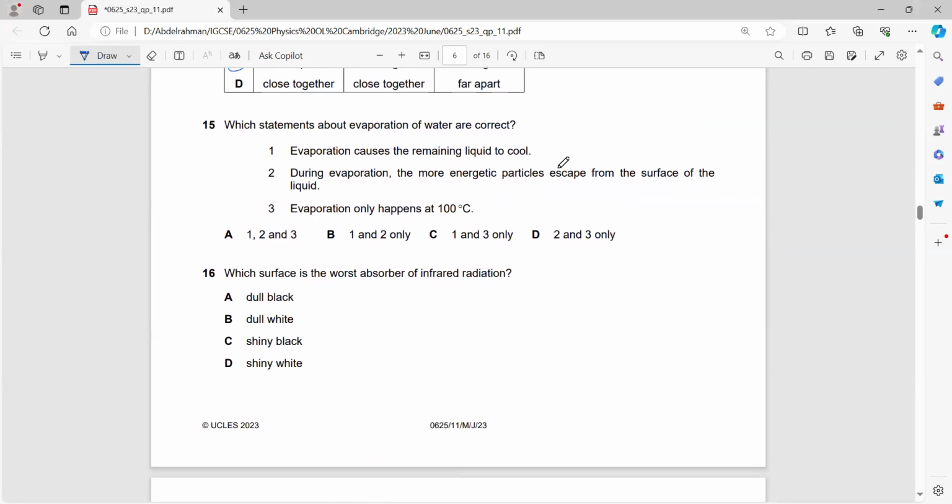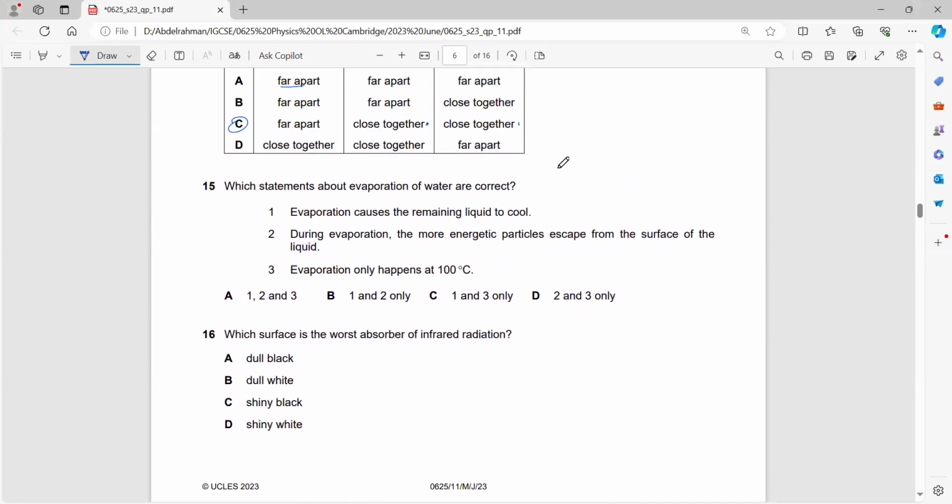Which statements about the evaporation of water are correct? Evaporation causes the remaining liquid to cool. Yes, in evaporation, the more energetic particles escape from the surface. Evaporation only happens at 100 degrees Celsius. Wrong, this is boiling. Okay, so only 1 and 2. Which surface is the worst absorber of infrared radiation? We know that the worst absorber has to be white and it must be shiny. So shiny white.